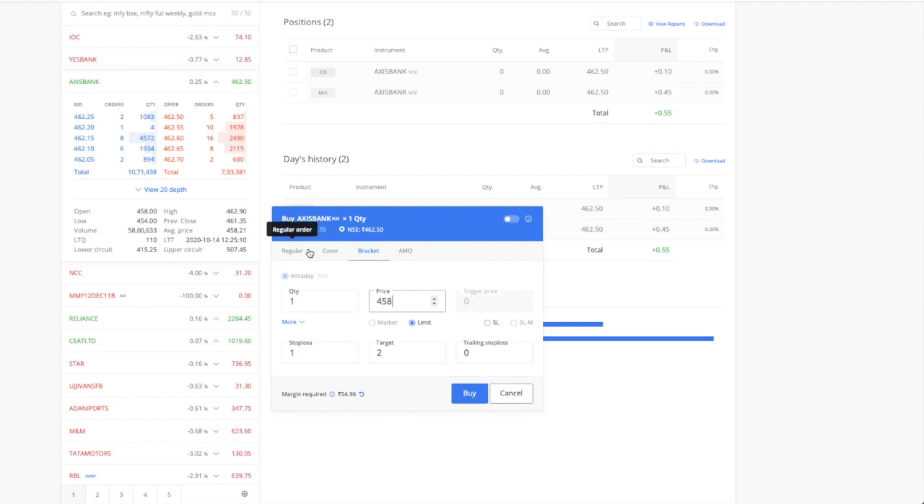So earlier, in the case of a regular order, I told you we should be manually cancelling the other order. That is, if your stop loss is hit, cancel your target order. If your target is hit, cancel your stop loss order. Now in the case of a bracket order, once your target is hit, your stop loss will automatically be cancelled, or once your stop loss is hit, your target order will automatically be cancelled.